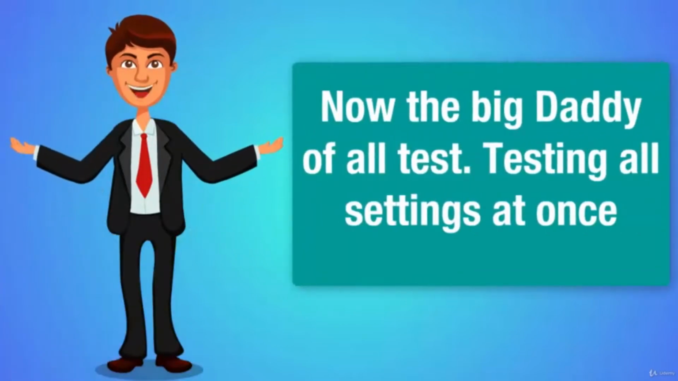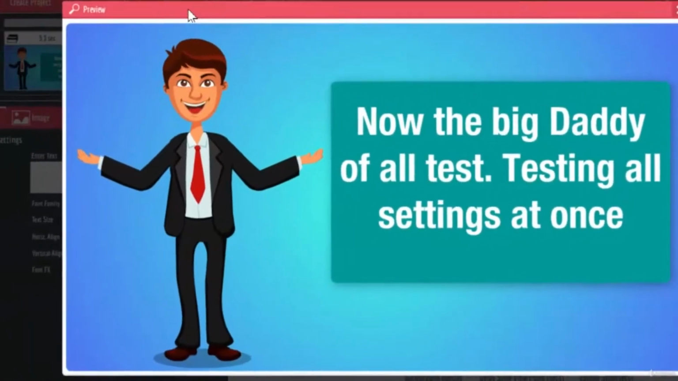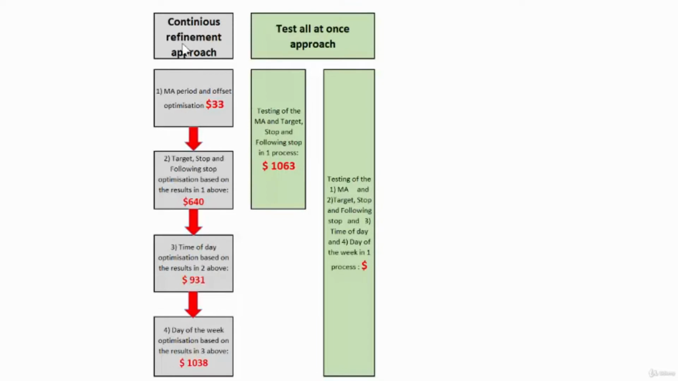And now we're going to do the biggest test of all. We're going to be testing all the settings at once. In our testing model, we have answers for most of the tests that we've done so far, and there is the remaining one, which is doing all four tests at the same time. So testing the MA, testing the targets and stops, testing the time of the day, and then the day of the week, all in one process.